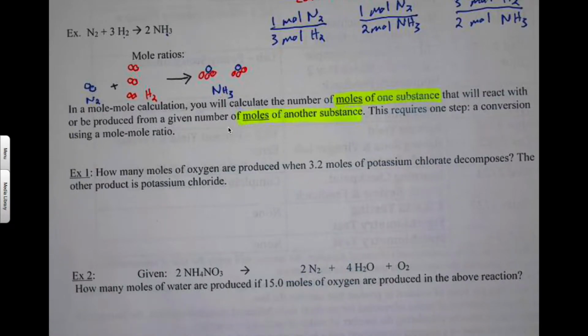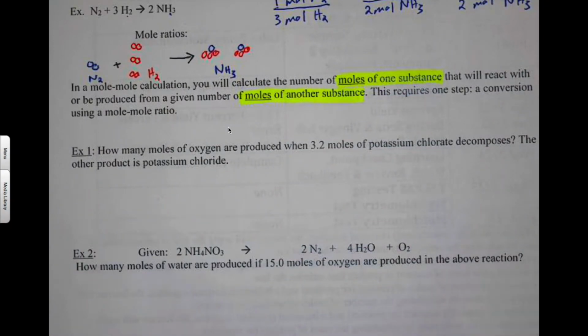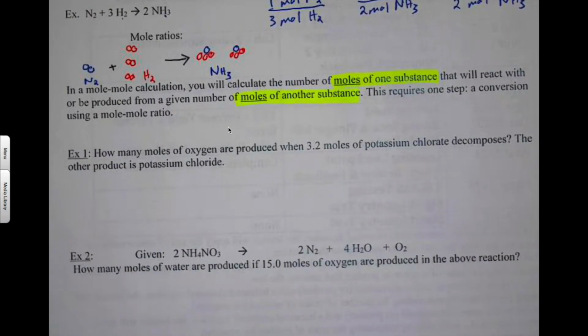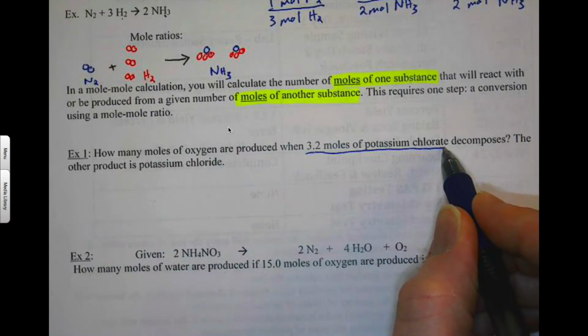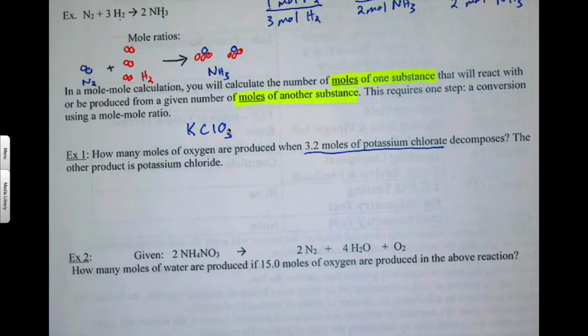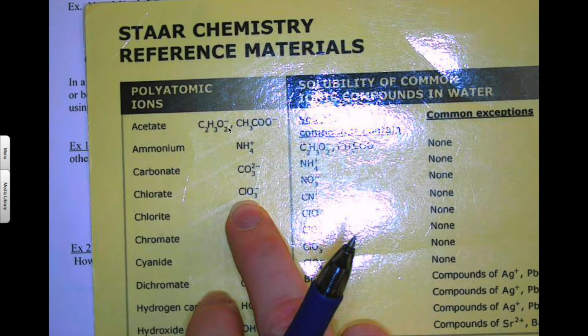So for example, let's do number 1. How many moles of oxygen are produced when 3.2 moles of potassium chlorate decomposes? The other product is potassium chloride. So we'll have to make a chemical equation off of this, and that's why I taught you that in the last unit. It says that 3.2 moles of potassium chlorate decomposes. So I know that that is potassium chlorate. I know that that's chlorate because I look at that periodic table. That's a ClO3 with that minus charge.